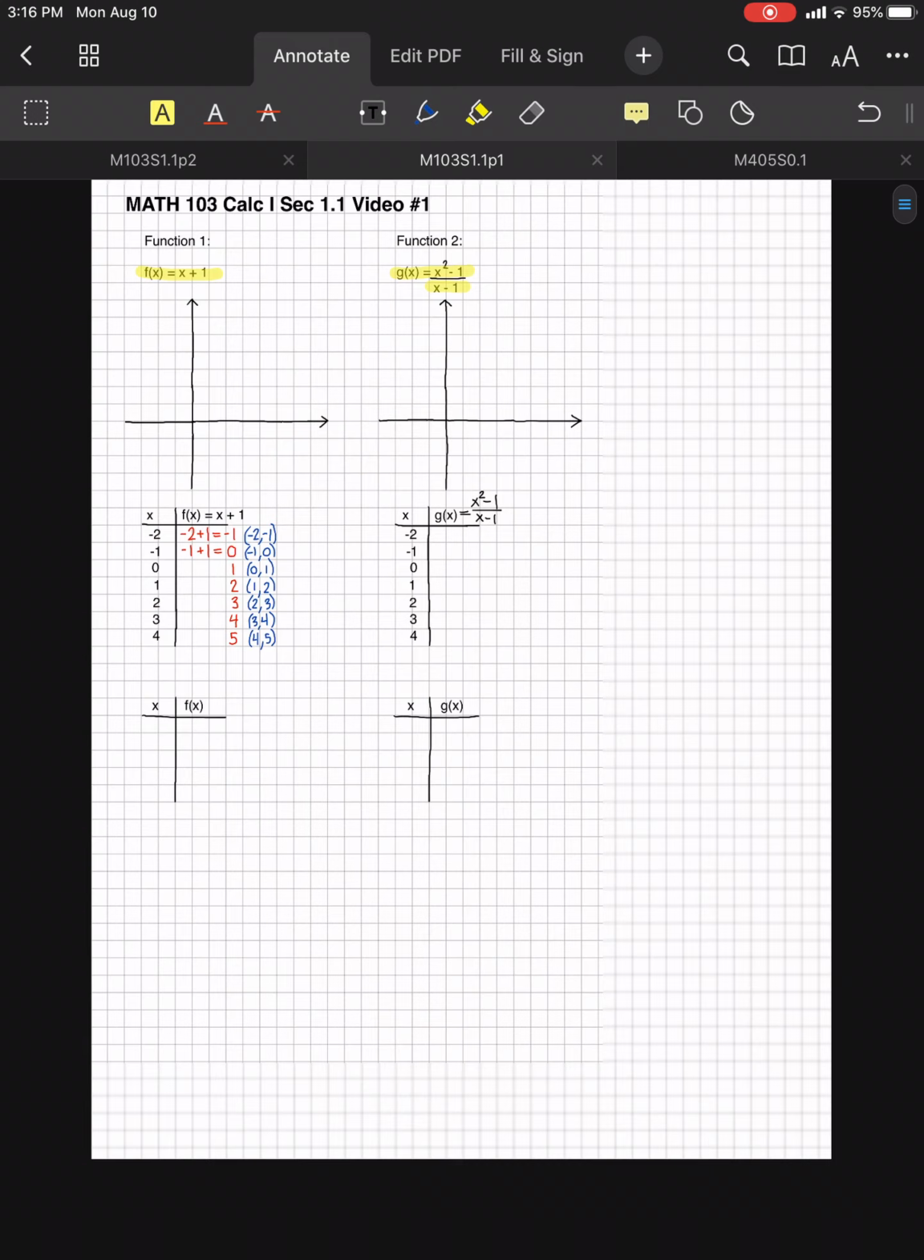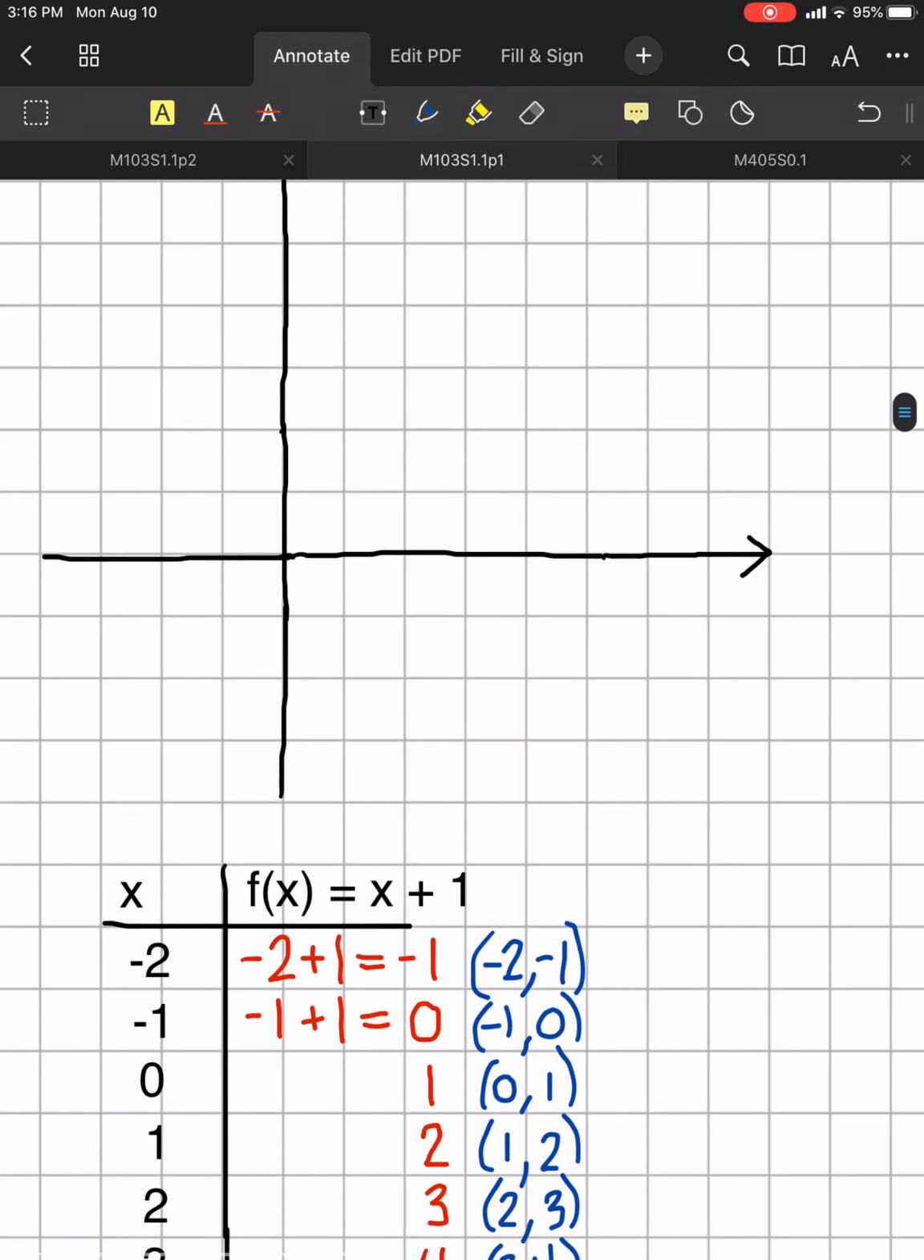Now, again, sometimes I'm zooming out and zooming in. Hopefully it's not too jarring when I do that. So let's actually plot these points on the axes that we've got up above, and let's take a look at what our graph looks like.